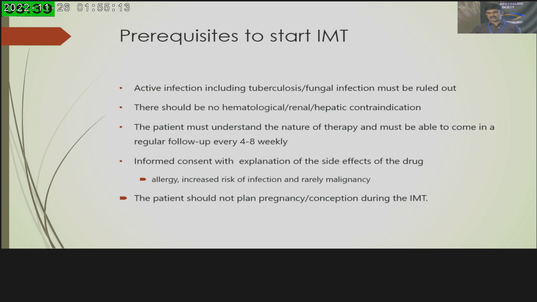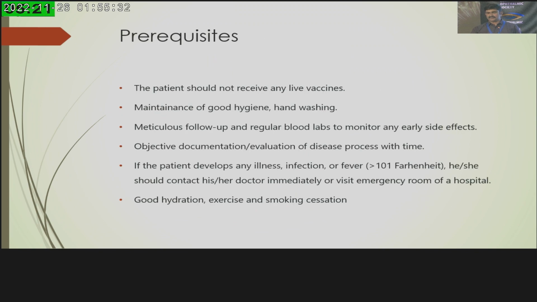So what are the prerequisites that you require before starting IMT? The patient should not have any active infection like TB. There should not be any hematologic, renal or liver disease. Patient should understand and should be willing for regular follow-ups and whatever tests are required in between, an informed consent, and patient should not plan pregnancy in that period. Patient should not receive any live vaccines, should maintain good hygiene and hand washing, and there should be meticulous follow-up and regular lab tests, as I told before.